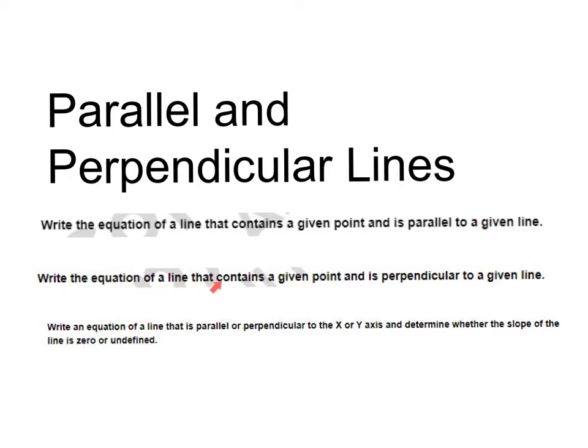Here we're going to write an equation of a line that contains a given point and is perpendicular to a given line. So again, you're given a point and a slope, but you determine your slope based on what one line being perpendicular to another means. And that's what we're going to be learning very specifically in this lesson, is the idea of parallel and perpendicular lines.